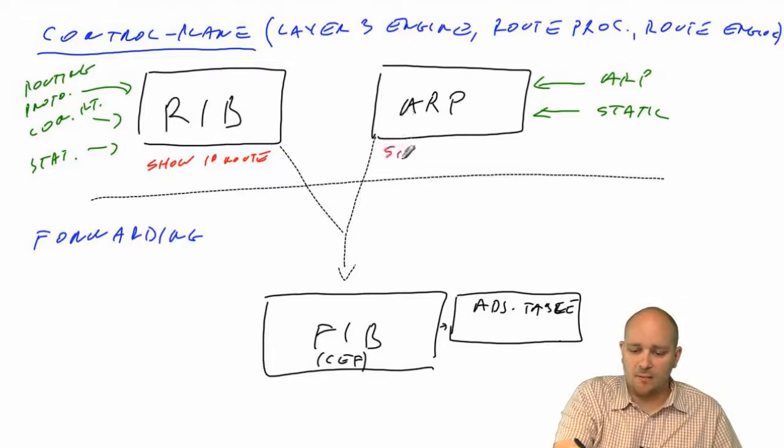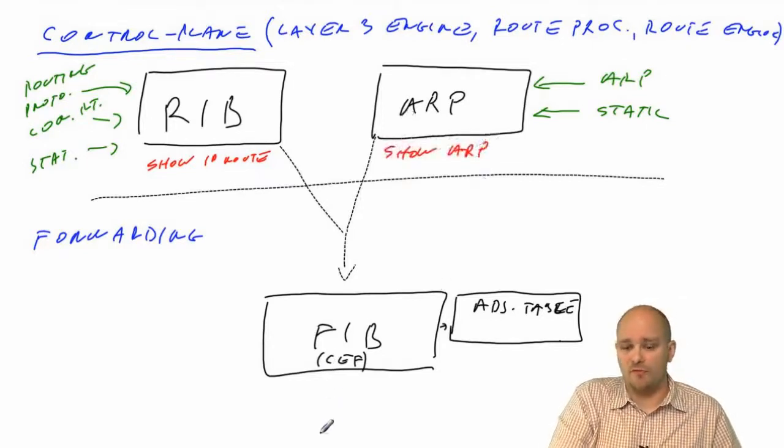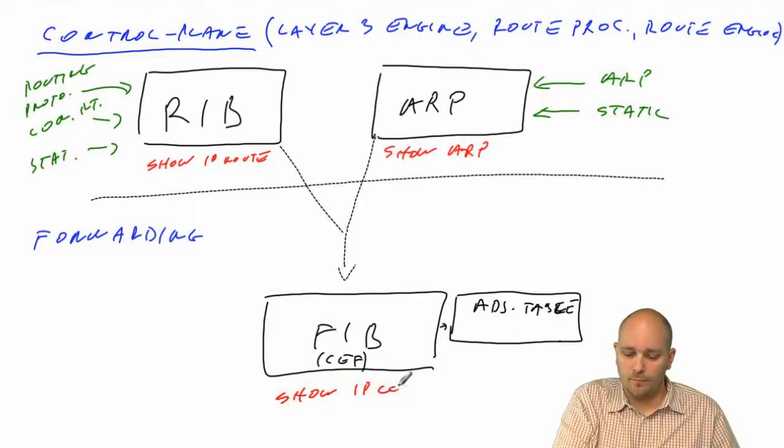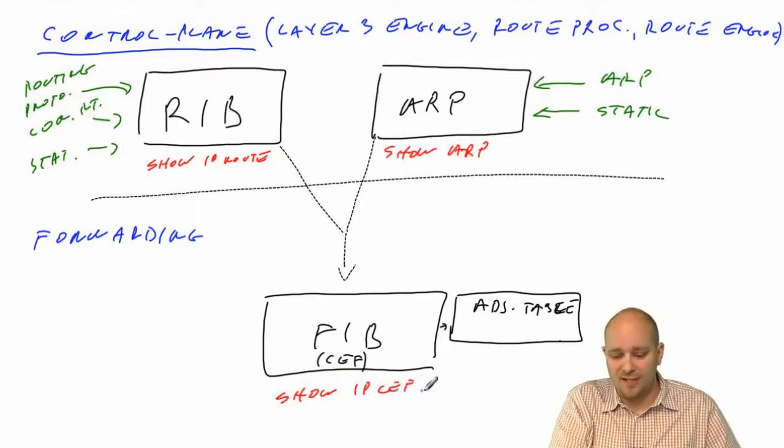Now, these databases here can be observed. So ARP obviously can be seen with show ARP. And we can observe information in the forwarding information base, in the CEF table, with show IP CEF. And there are some other commands here that we can use, and we can observe the information in the adjacency table using the command show adjacency.